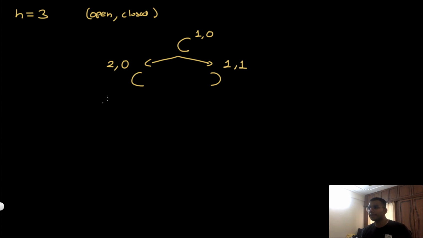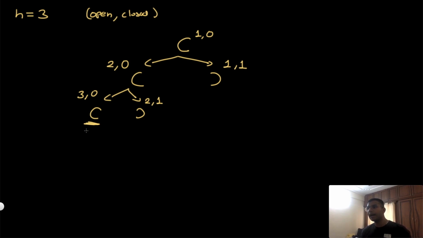Over here, what are my two options? Again, I can either have an opening bracket, in which case I would have 3 opening and 0 closed, or I could have a closed bracket. If I have the closed bracket, I would have 2 open brackets and 1 closed bracket. Now let's expand it further. So let's look at this case.